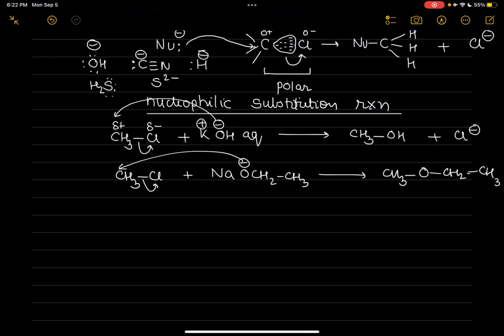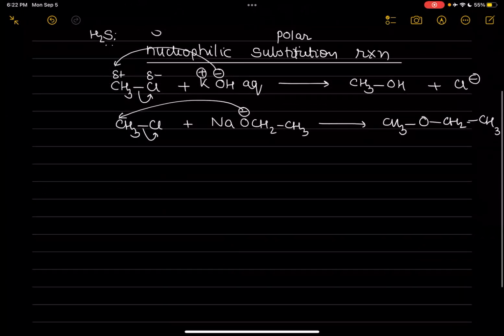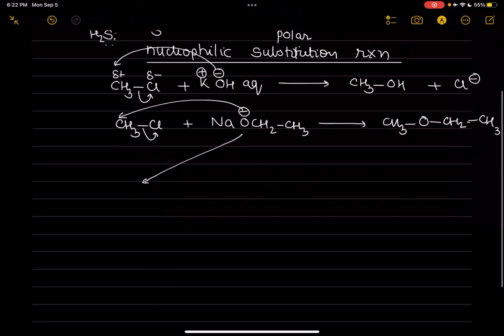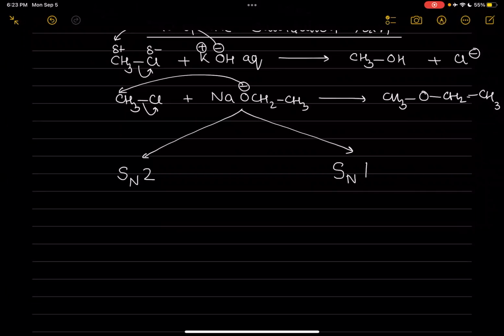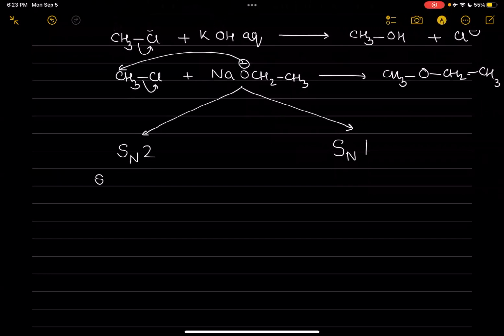Mechanism helps us to know how the reaction happens. It is actually a step-by-step explanation of the reaction. So for nucleophilic substitution reaction, there are two mechanisms. One is called SN2, another is called SN1. S stands for substitution, N stands for nucleophilic, and 2 stands for bimolecular, 1 stands for unimolecular. So this is actually substitution.